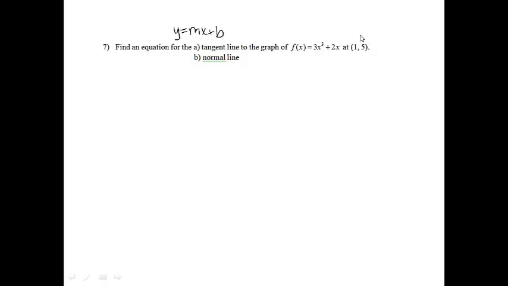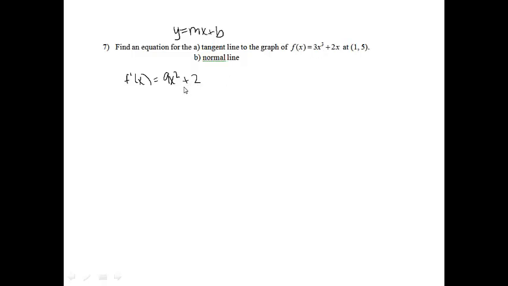Well, I definitely have the point. To get the slope, since we're talking about a tangent line, I'm looking for the derivative. So the first thing that I'm going to do is actually find the derivative of that function. The derivative of that function would be 9x squared plus 2. And that's just using the power rule, taking my 3 out front, and then reducing the power by 1.